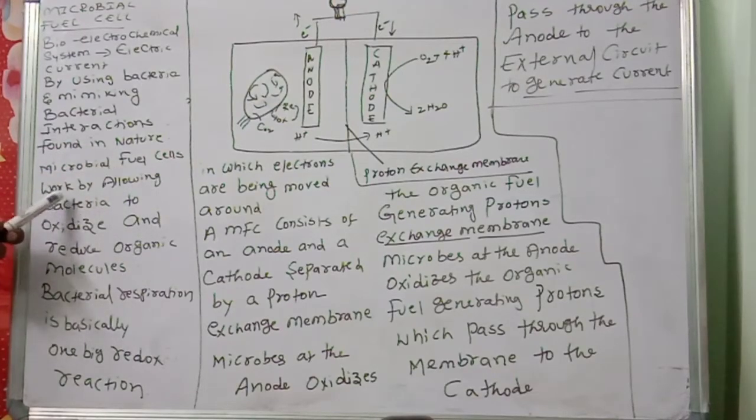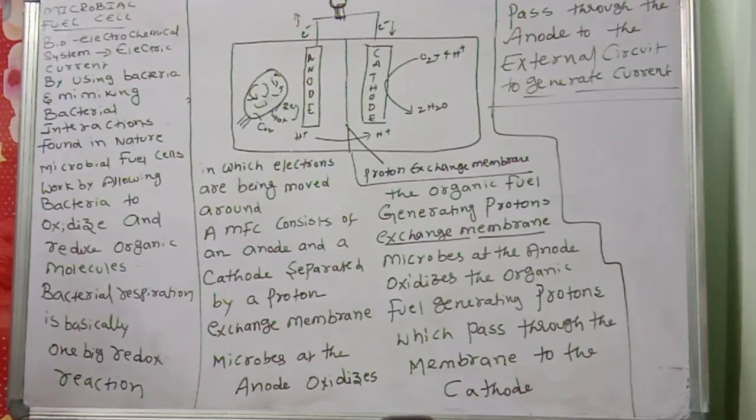Microbial fuel cells work by allowing bacteria to oxidize and reduce. What are oxidation and reduction? Addition of oxygen, removal of hydrogen and electrons is called oxidation, and removal of oxygen and gaining of hydrogen protons is called reduction. Gaining of oxygen, removal of hydrogen and electrons is called oxidation, right?